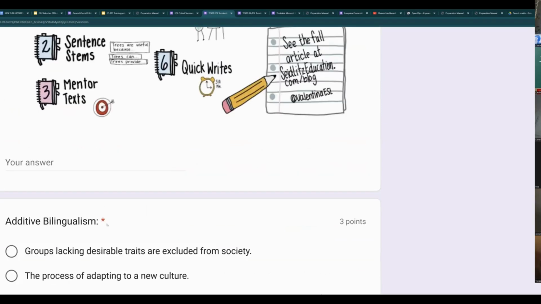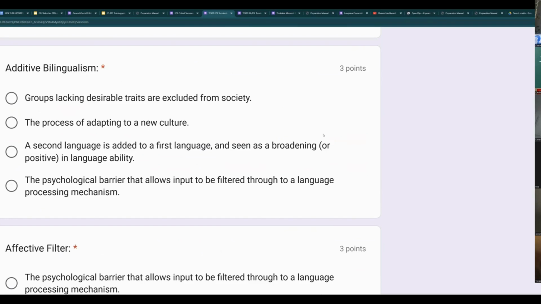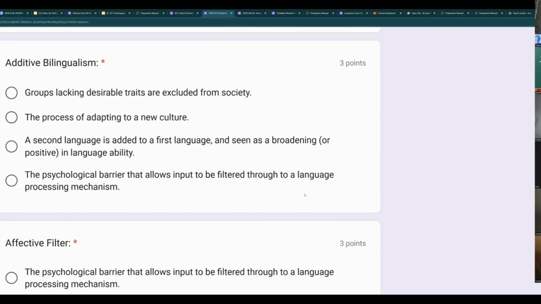Okay. So we're on the question about additive bilingualism. This is really an attitudinal thing, and it's also helpful on the TExES. You always want to think of how you can add more to their bilingualism and their cultural identity. Texts are a really good way of doing that, providing that rich support. It is the idea that a second language is good, that the second language is added to a first language, and it's also seen as broadening the language skill.